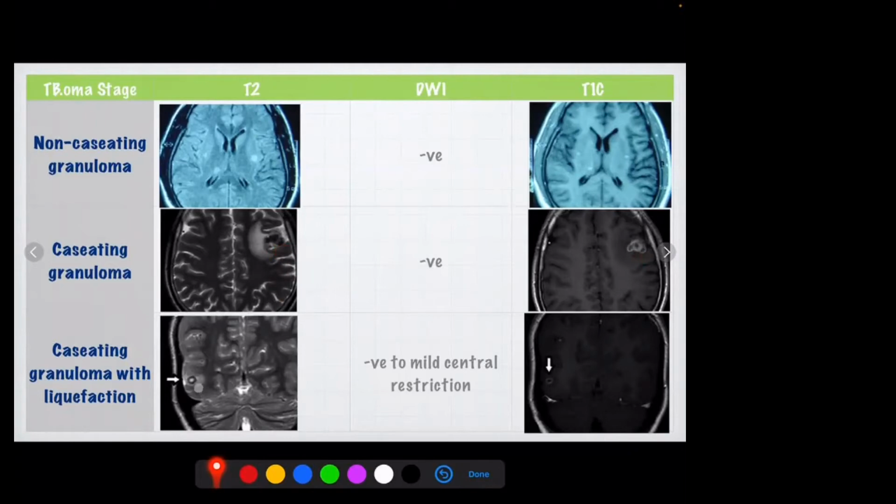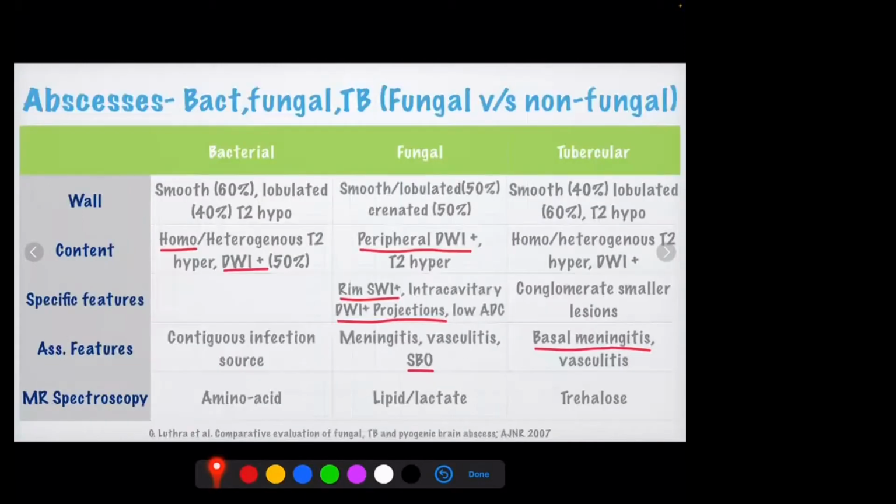The third stage, there is central liquefaction, pus formation, and as pus is more of a fluid than solid, it would be a brightly hyperintense center on a T2 weighted image with a T2 hypointense wall. And the same thing shows contrast enhancement as well. So these were the small tuberculomas.